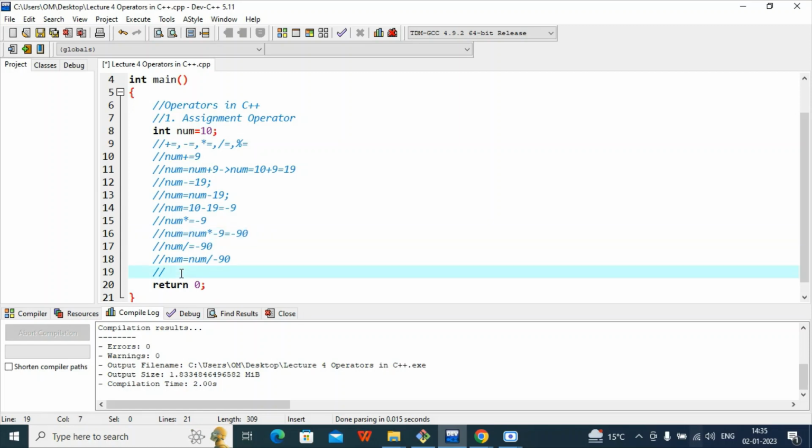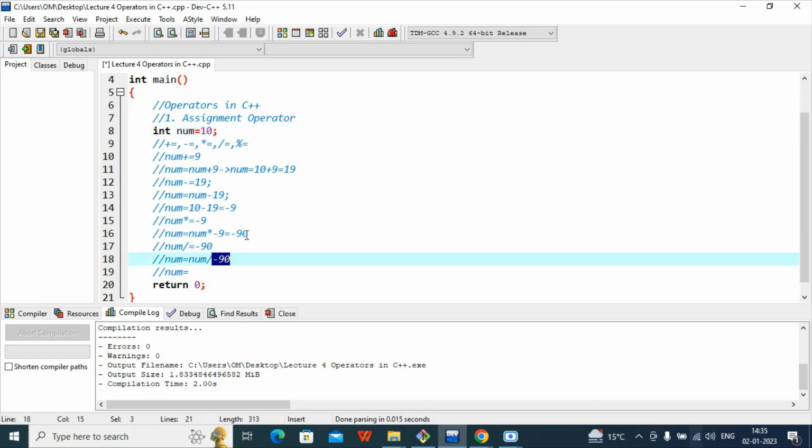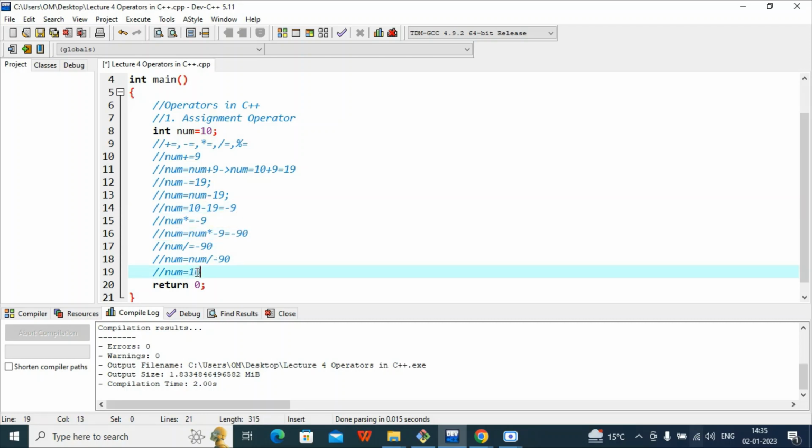Now, num equals to, what is your num? From this original equation, we are taking this num only, and this value we are getting from the previous expression. What is your num? It's 10. Then 10 divided by minus 90, the minus sign will be added later. It will be 0 point something, because 90 is greater than 10, so it will not divide. But the integer will convert into 0 only, and the decimal values will be eliminated. So it is minus 0 or 0, right?